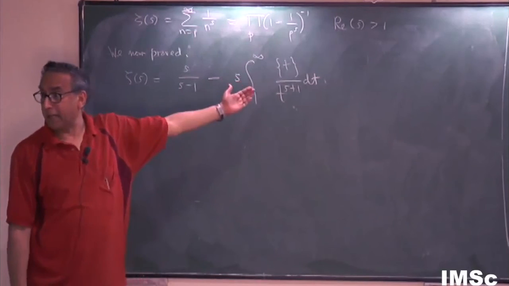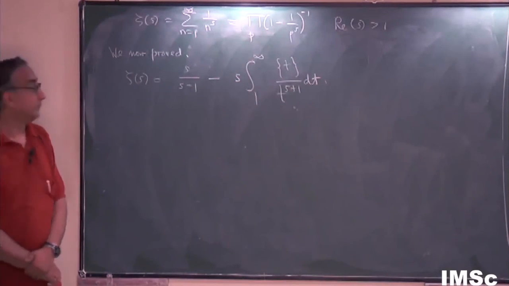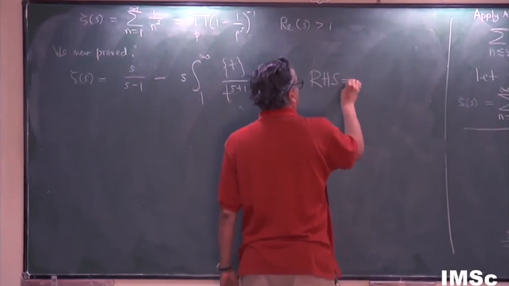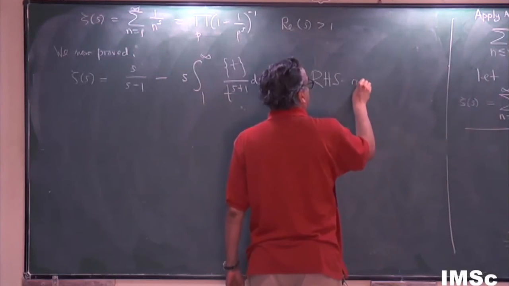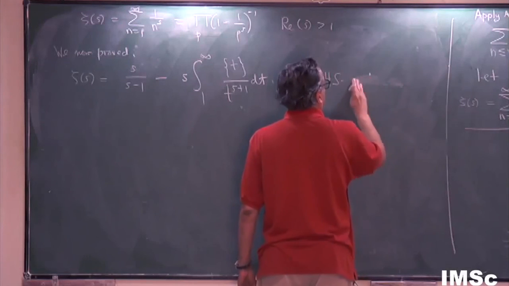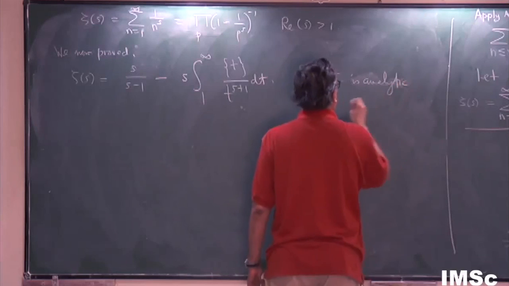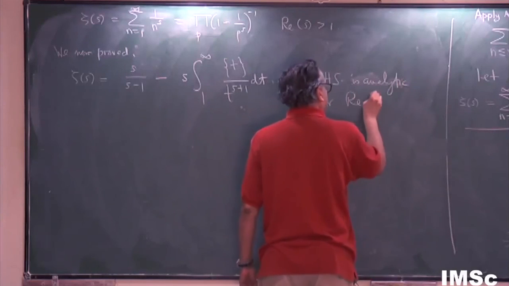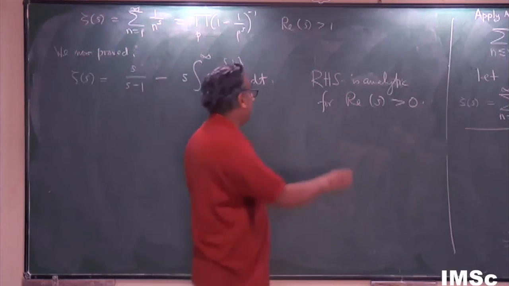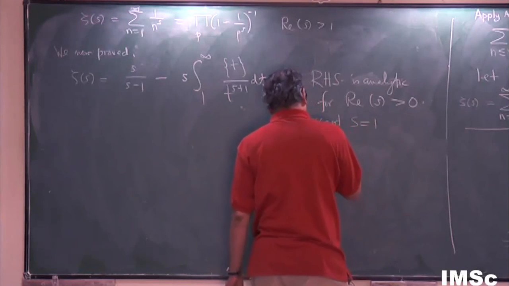And now the right-hand side makes sense for real part of s bigger than 0 except at s equals 1. So this right-hand side makes sense, and is analytic for real part of s bigger than 0 except at s equals 1, right? Except s equals 1, where it has a simple pole.